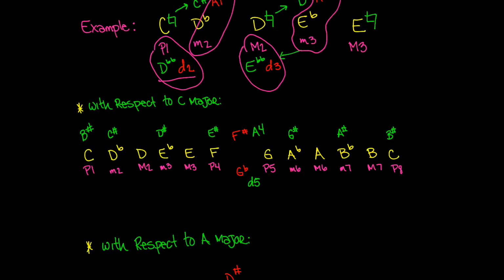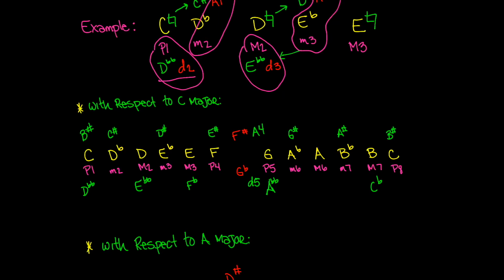Okay, so now let's go ahead and look at what else I could also call C, D flat, flat. I could also call E, F flat. I could also call D, E flat, flat. I could call G, A flat, flat. I could call B, C flat, and so on and so forth. So you kind of get the idea. Okay, so these are going to be the augmented and diminished intervals.